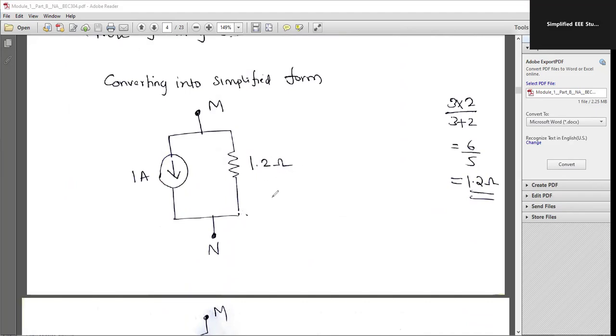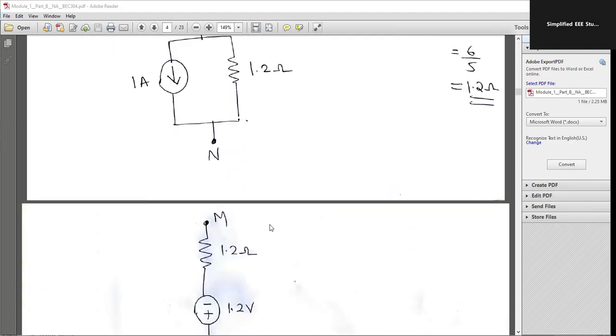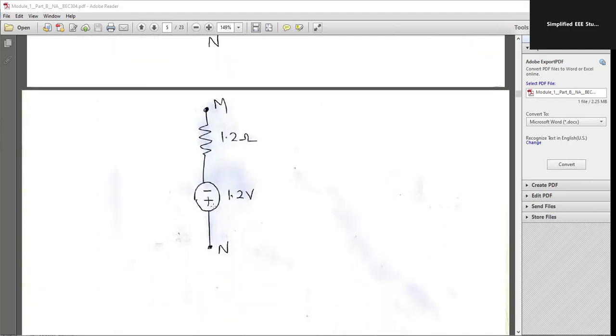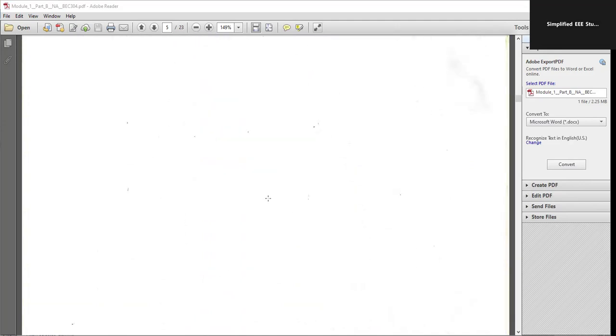Now you are going to convert it into a voltage source. Here V is equal to I into R, that means 1 into 1.2, which is 1.2 volt. Then the resistance value is 1.2 ohm. So 1.2 volt in series with the 1.2 ohm resistor. That is the ultimate equivalent circuit you are able to obtain. Let me show you the diagram. In between, you can mark the upper terminal as M and the lower terminal as N. So tell me what is the voltage right now? It is 1.2 volt.